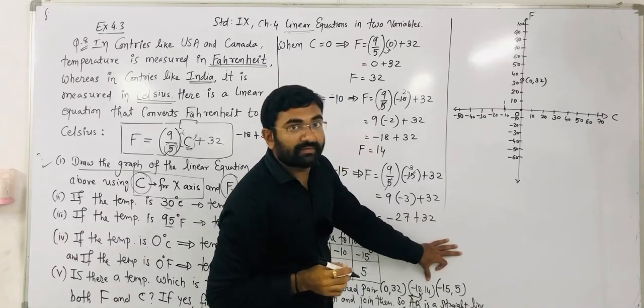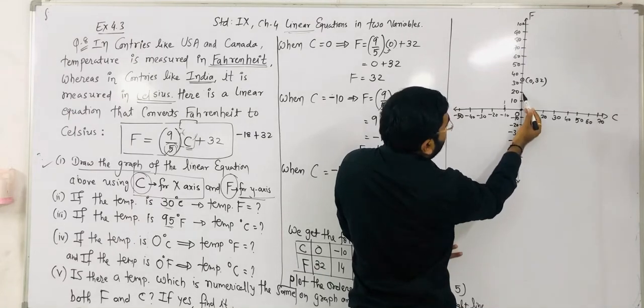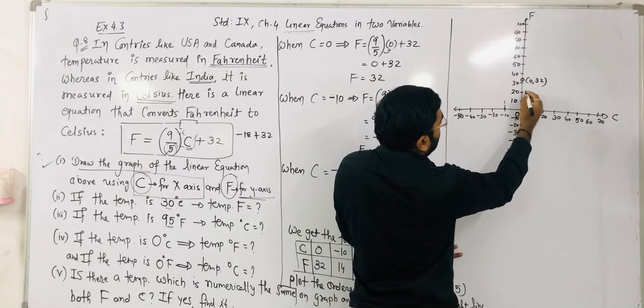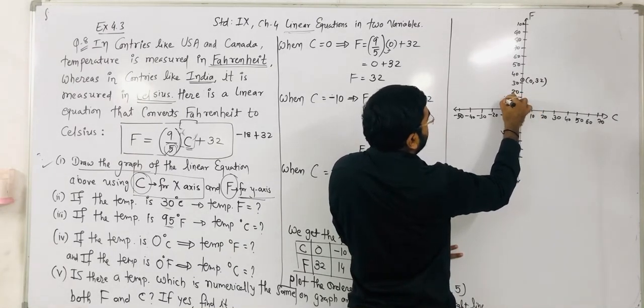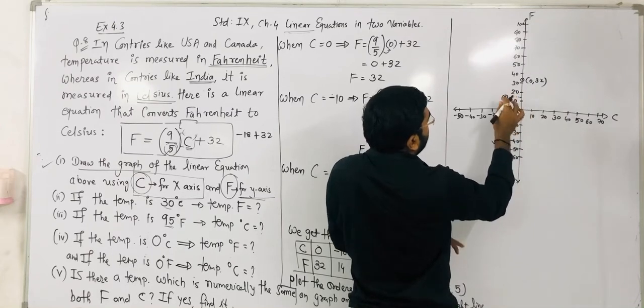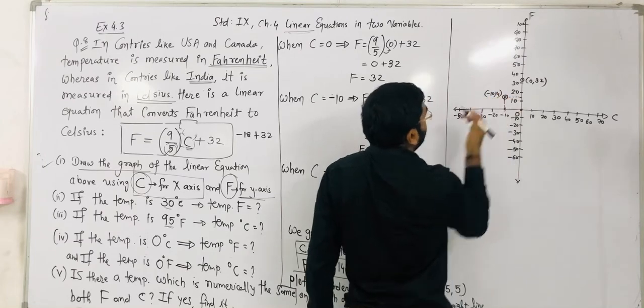And the y coordinate value is 14. So on the y axis, the 14 value comes here, in between 10 to 20. Suppose nearby here we get it. So this is the 14 value. So we have to draw one perpendicular line, and -10 and 14 both intersect at this point. That point we have to name (-10, 14).